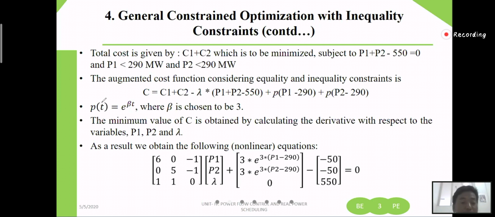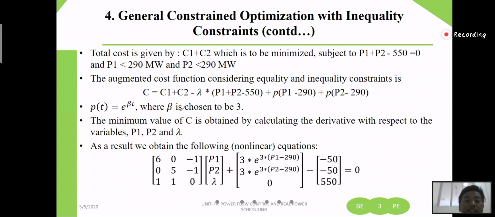And then what we have to introduce, in inequality optimization, is a penalty function P of t. In the general step, I have explained that the penalty function will be given by e to the power beta t. And how to choose beta, we have said, right? That beta value should be greater than 0. For simplicity, you can choose 1, 2, 3 like this. But we will try to choose 3 and see how it goes.